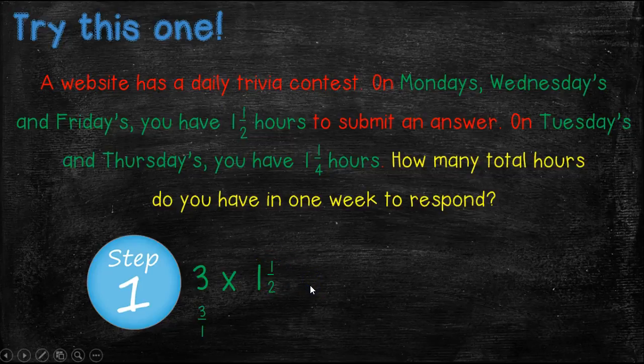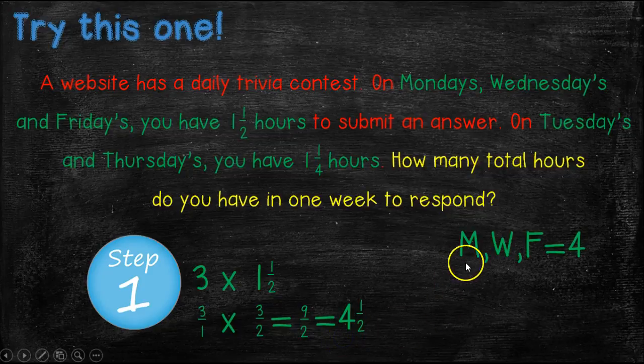We're going to change that whole number 3 into a fraction, 3 over 1, and then we're going to make 1 1/2 an improper fraction so we can multiply. 1 1/2 is 3 halves. So now we're going to multiply across. 3 times 3 is 9, 2 times 1 is 2. 9 divided by 2 is 4 and 1/2, sorry, 4 1/2. So on Mondays, Wednesdays, and Fridays, you have a total amount of 4 1/2 hours in order to respond. Okay, that's just Monday, Wednesday, and Friday.